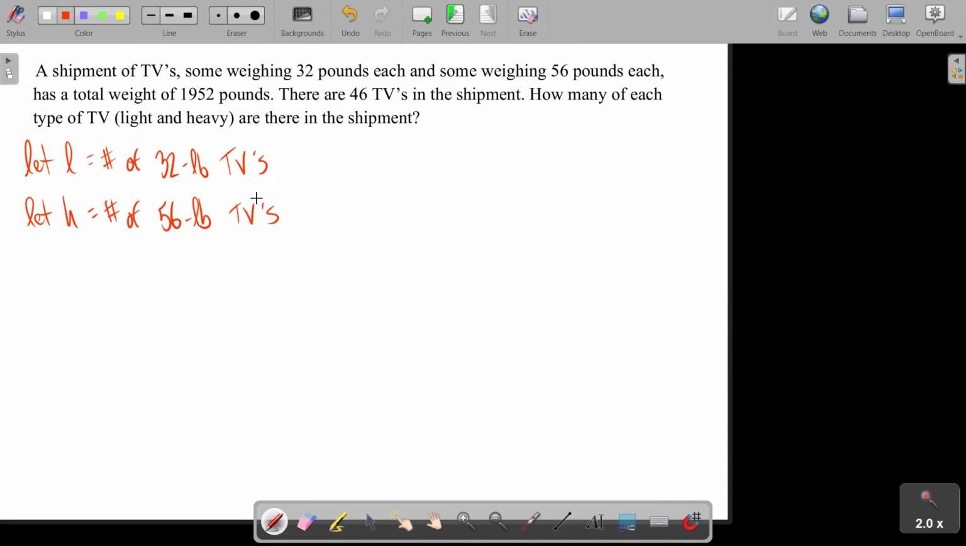Okay. All right. Now we need equations. This will be the hardest equation that we've ever written. This one.